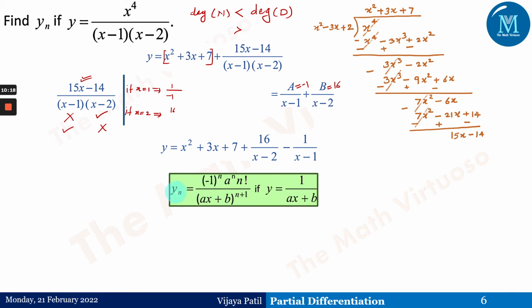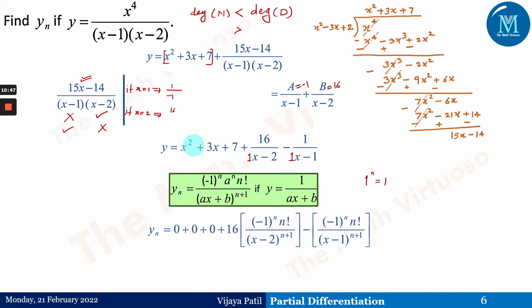Now we know that if y is equal to 1 upon ax plus b, the nth derivative is given as minus 1 to the power n, a to the power n, n factorial upon ax plus b to the power n plus 1. In the present case, the value of a is 1 in both cases, so it's 1x minus 2 and 1x minus 1. That means 1 to the power n is equal to 1 in both cases. If we take the nth derivative, the polynomial terms x square, 3x and 7 will each be 0.